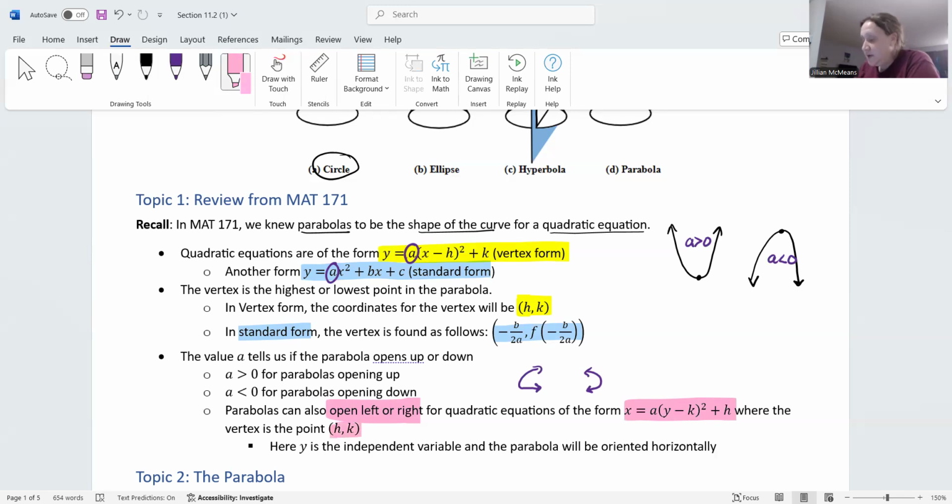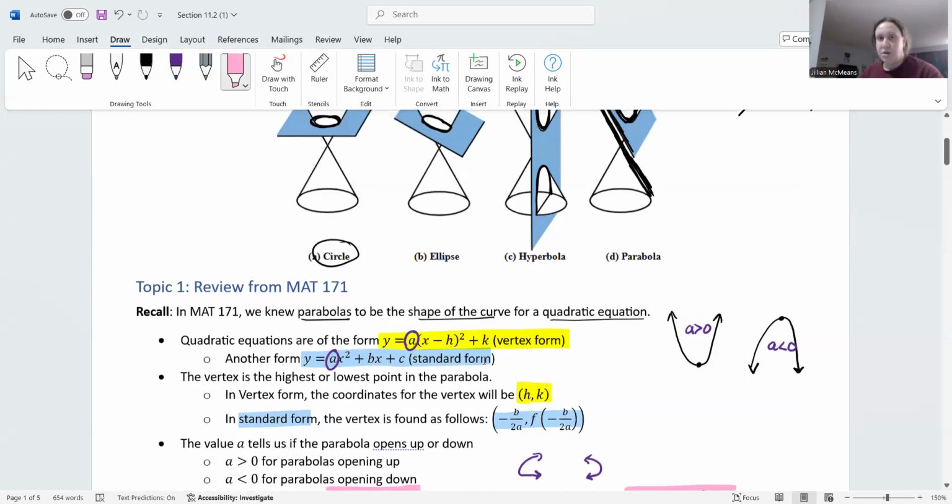Your vertex would be the same, you just have to be really careful and make note of what goes with your y and what goes off by itself in this case. It's been a minute since I taught 171. I don't think you cover these right and left parabolas, but just know they exist. So that's kind of the overview. That's the introduction to the conic sections.